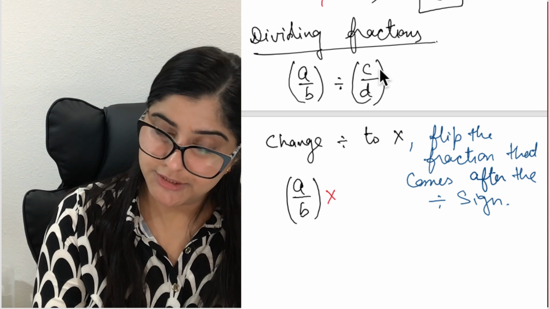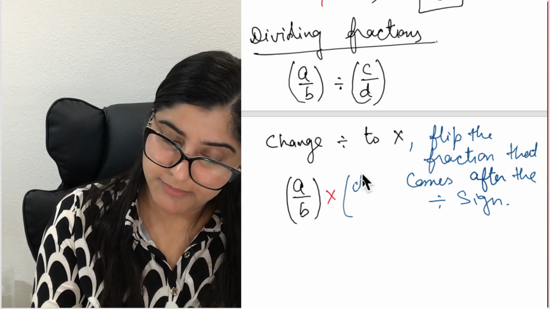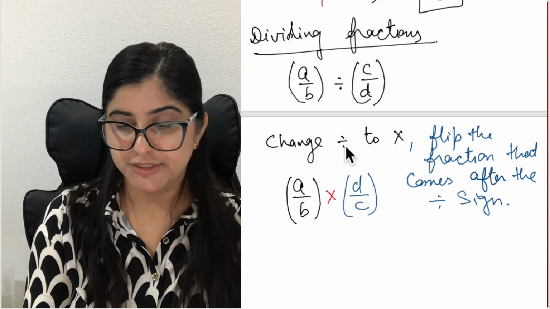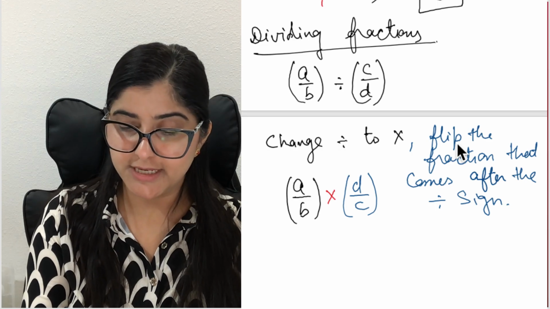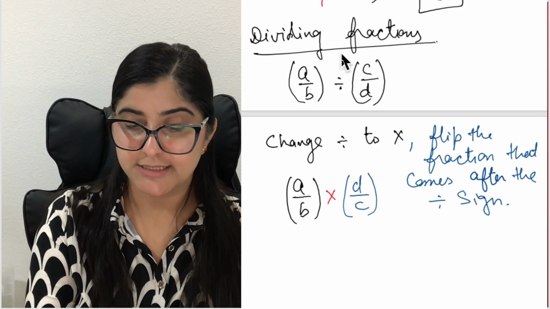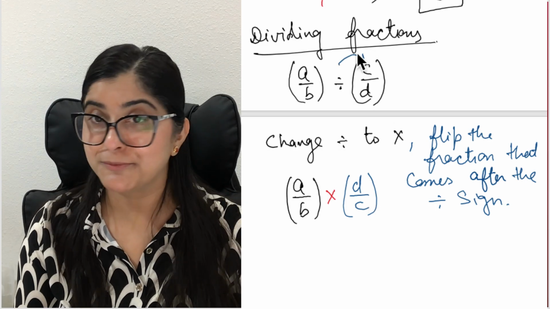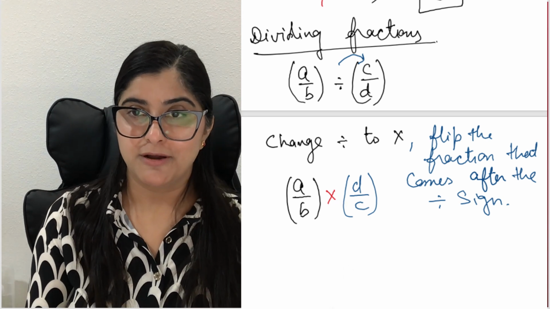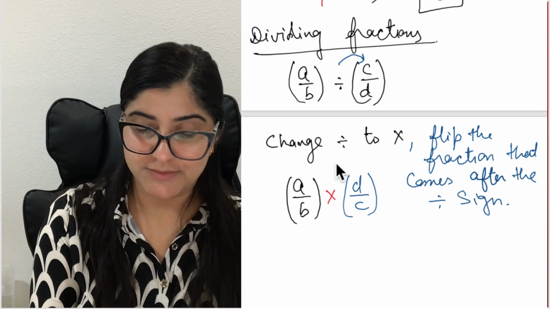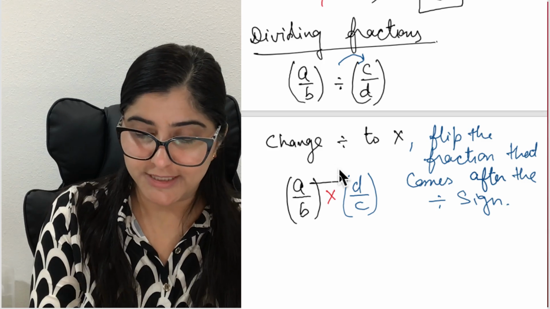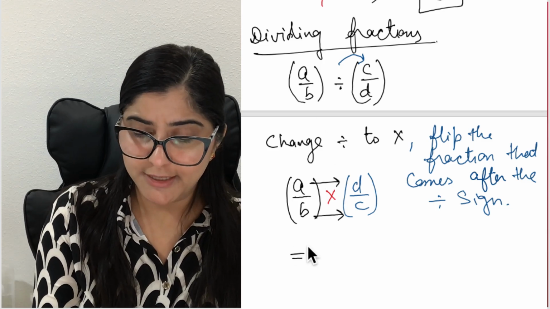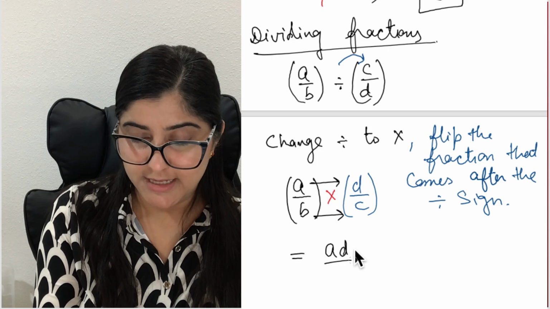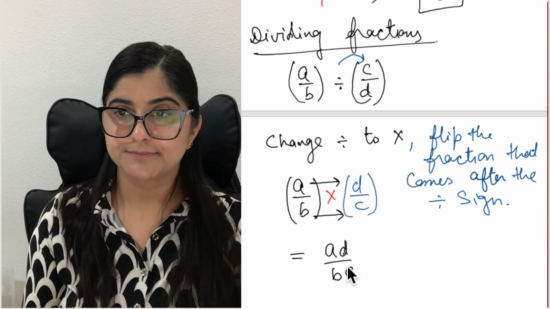So what is that fraction? C over D. C over D will become D over C. We flip that. We change the division to multiplication and flip the fraction that comes right after the division sign, not before. That's very important. Now it is a multiplication problem. Multiplication of two fractions. We know that we will multiply numerator with numerator and denominator with denominator. So this is the solution.